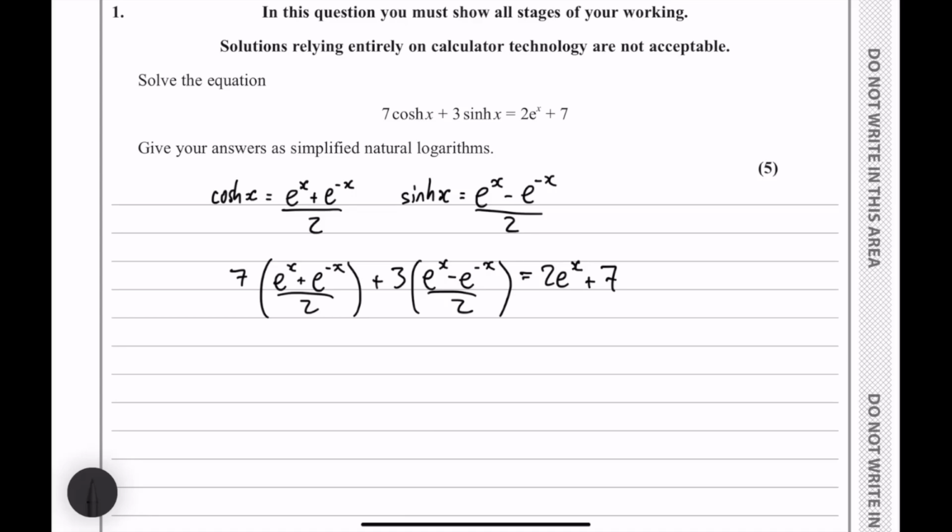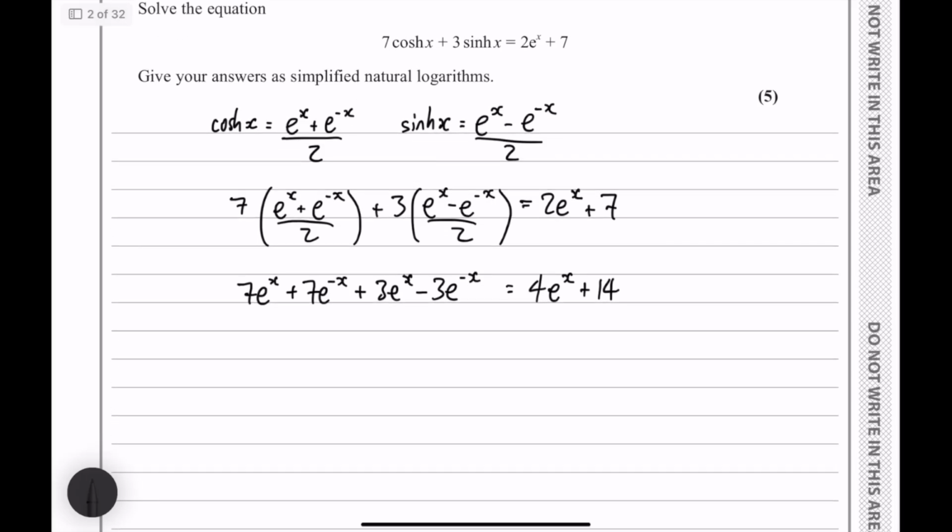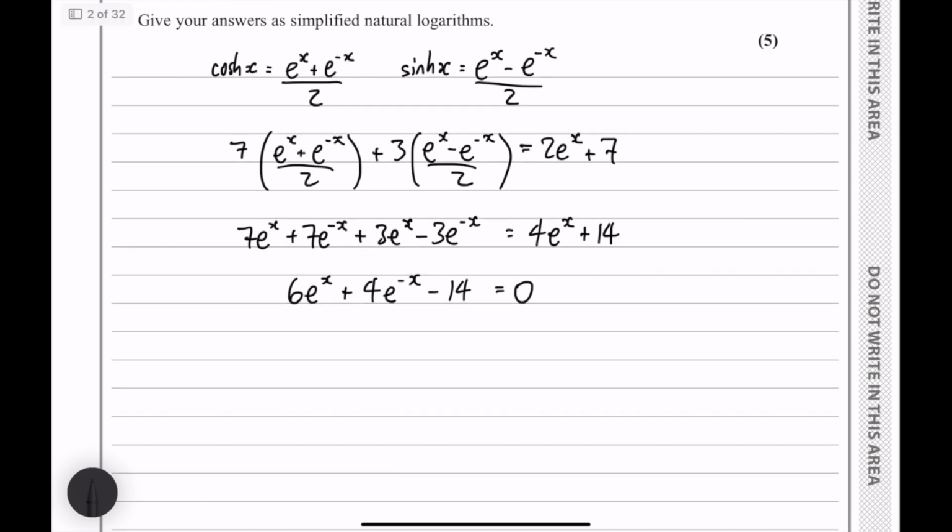So if I want to simplify this, getting rid of the fractions, make that 2 times bigger, multiply out these brackets: 7e to the x, 7e to the minus x, 3e to the x, 3e to the minus x. Collecting everything onto one side, we've got minus 4e to the x coming over, so we've got 6e to the x, then we've got 4e to the minus x, minus 14 equals 0.